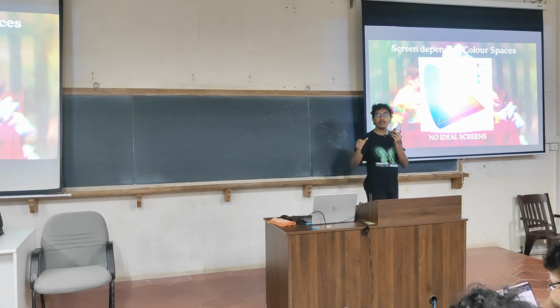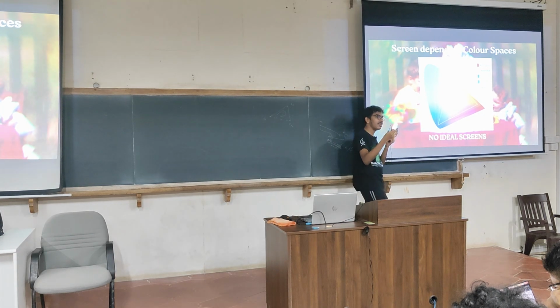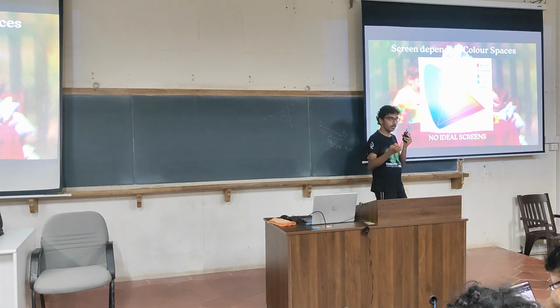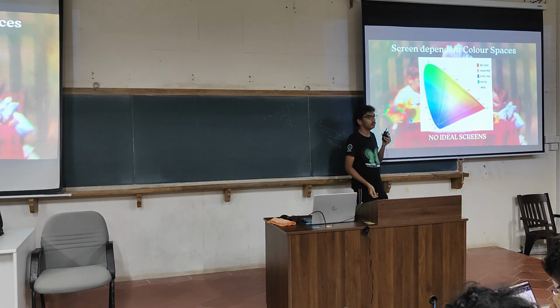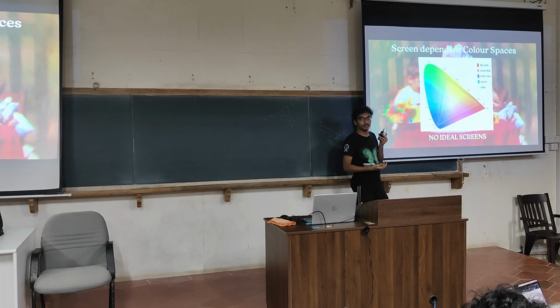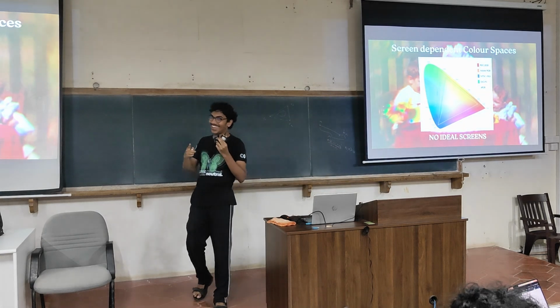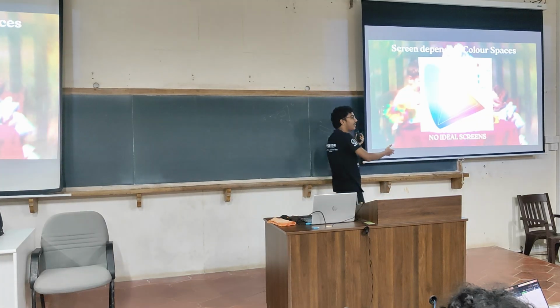All screens are based on three base colors only. Every pixel has three light sources, one for green, one for blue, one for red. So no screen can represent the entire chromaticity diagram. No screen in the world can. And you may ask, then how am I able to see a chromaticity diagram here?